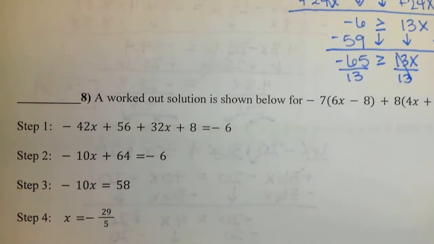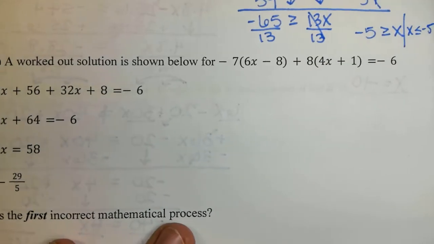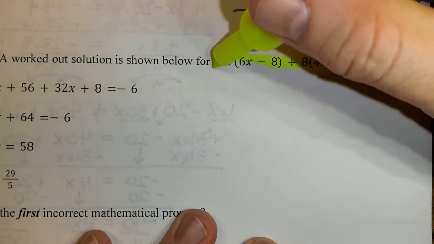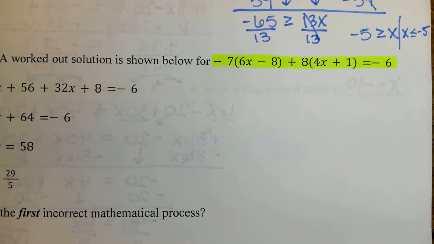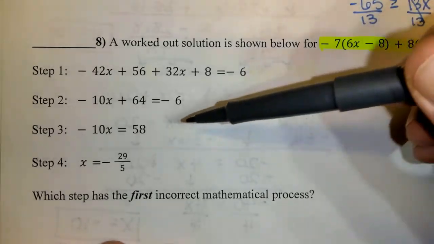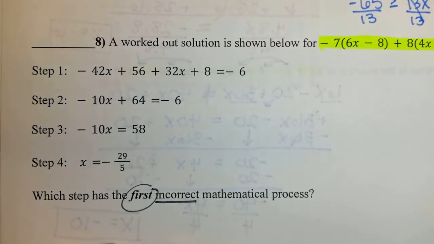And now we go to the last one, number 8. Number 8, a worked out solution is shown below for, and then it gives you this equation right here. All right. So it gives me a bunch of steps, right? Step 1, 2, 3, 4, which has the first incorrect mathematical process. Okay. So which step did they make the first mistake?